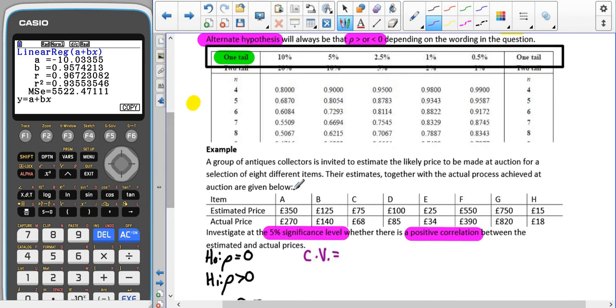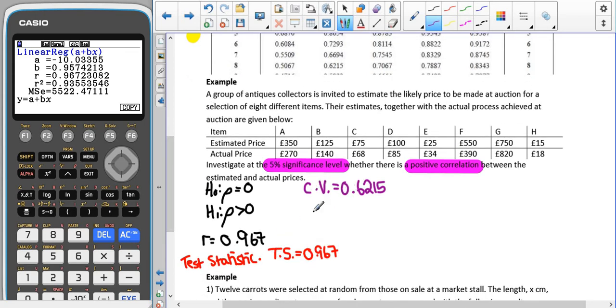So if we have a look here, we have 8 pieces of data. It tells us here, but also 1, 2, 3, 4, 5, 6, 7, 8. Got 8 different items that we were looking at. One-tailed, because it says positive correlation, and 5%. So where it says one-tailed, we go across to 5%, and then we go down to 8 pieces of data. So we can see that that's 0.6215.